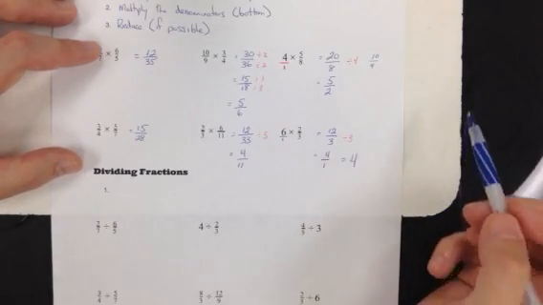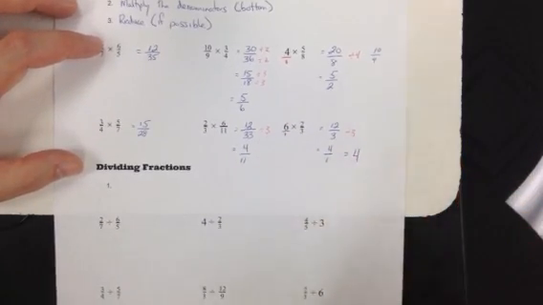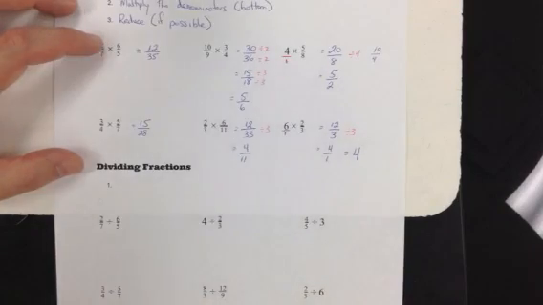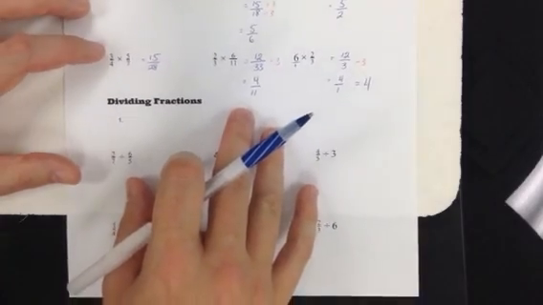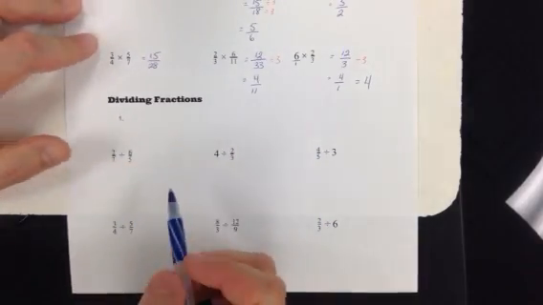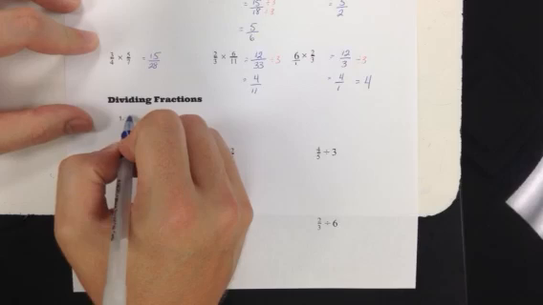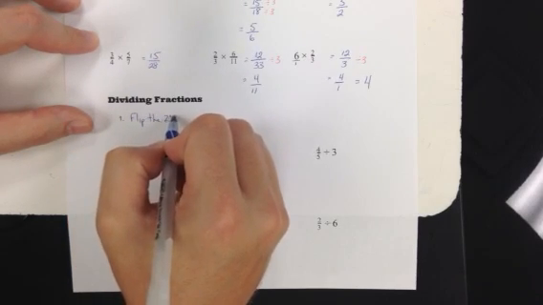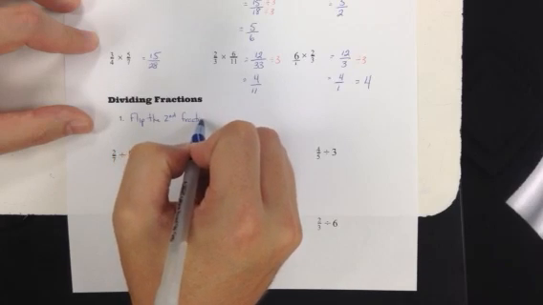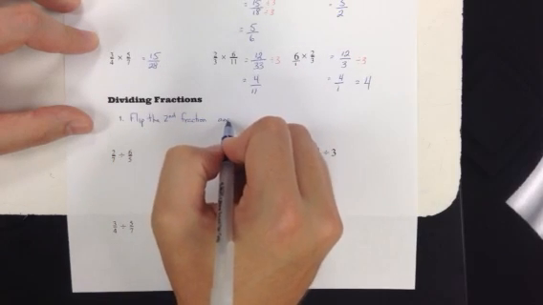When we move on to dividing fractions, it is exactly the same as multiplying fractions with one extra step at the beginning. So whenever we see two fractions that we're going to divide, what we want to do is flip the second fraction and change to multiply.